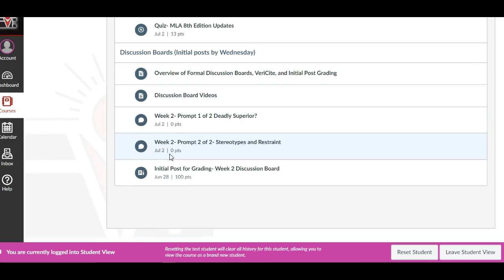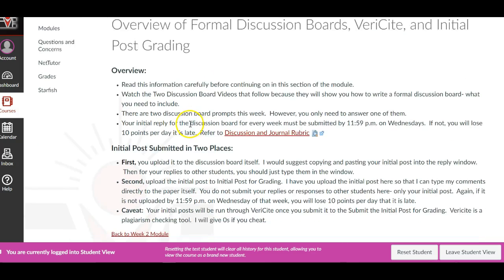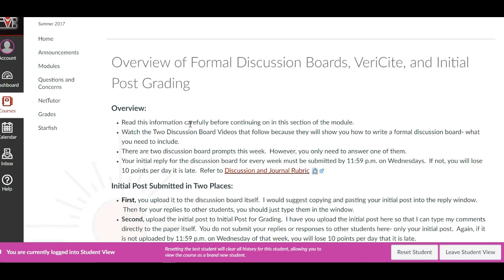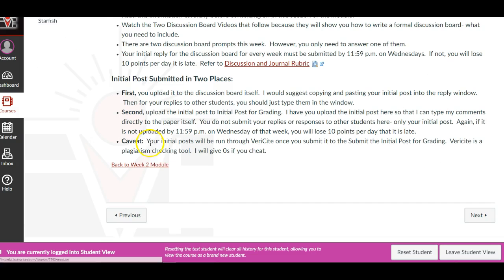Then the discussion board. There are 2 discussion boards this week. However, you only need to choose one. So after you read the prompt, if you like prompt 1 better than prompt 2, go ahead and do that. Again, you only need to answer 1. Here, the discussion boards, your initial post, the first post that you put in, must be written formally. So if you take a look here, this tells you how I want them written. Let's go back.